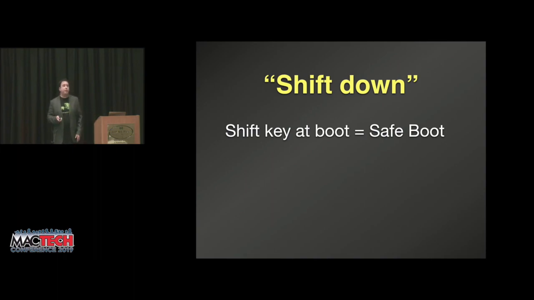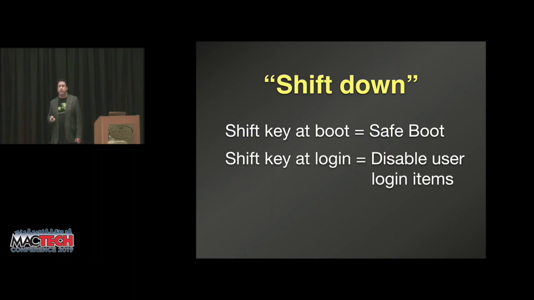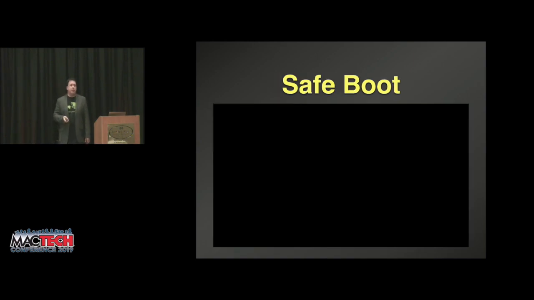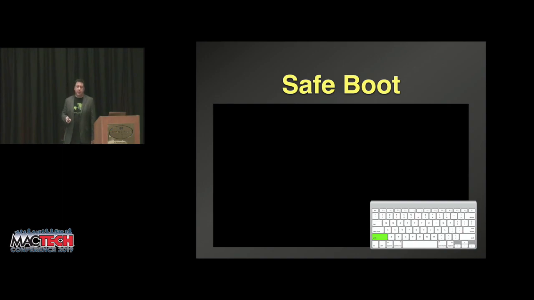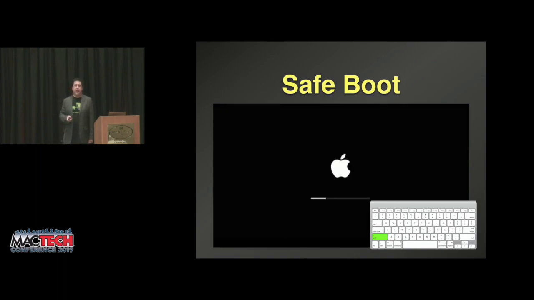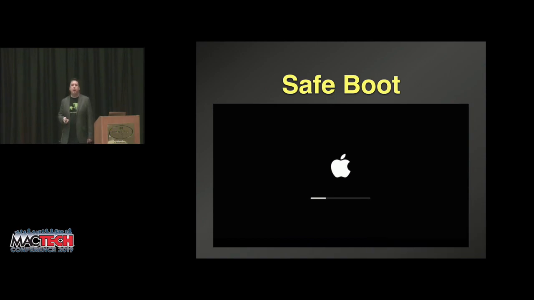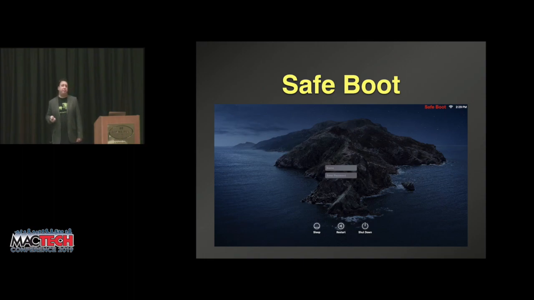And you may or may not know that you hold the shift key down at login to disable the user login items. So to perform a safe boot, you hold down the shift key and you turn the computer on, or you hold down the shift key immediately after rebooting it, and you continue holding the shift key down until you get the apple with the progress bar. At that point, you can let go of the shift key. You'll know that you're booting into safe boot mode because this takes considerably longer than a normal boot, and when you get to the login window, it'll actually say safe boot in red text up in the top right of the display.